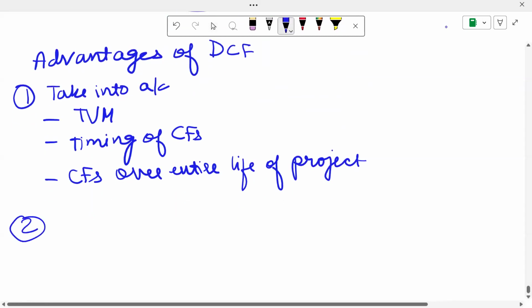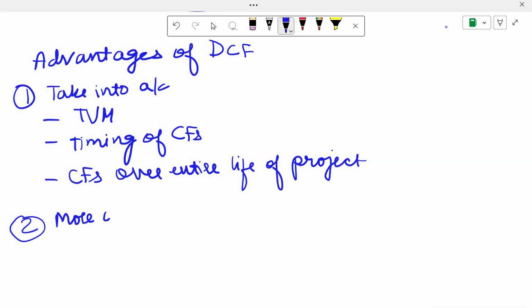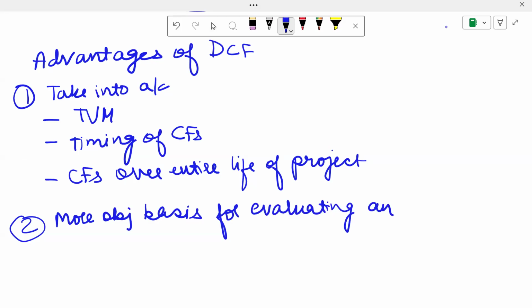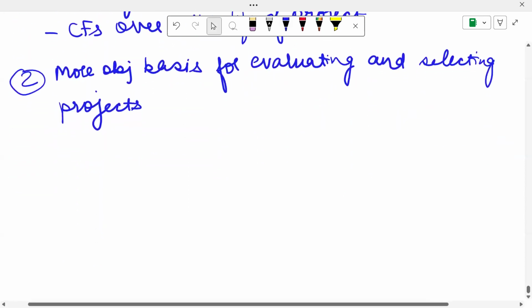Another advantage is that they give you a more objective basis. Objective meaning that there's no scope for any bias in evaluating and selecting projects. So these are the advantages of your discounted cash flow techniques. Now let's move towards the disadvantages also.